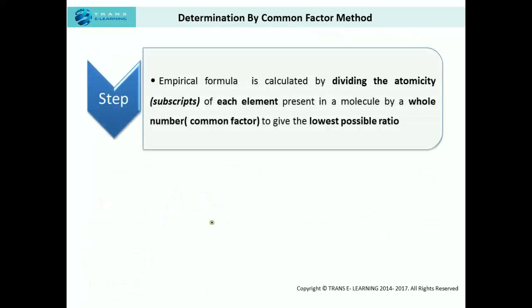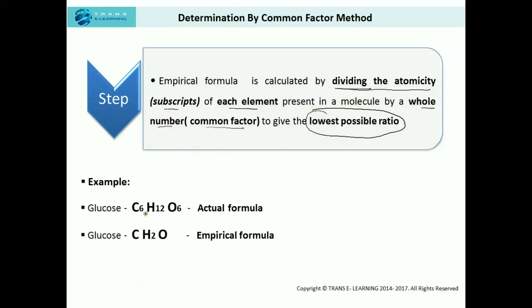First of all, determination by common factor method, the steps. There is just one step. Empirical formula is calculated by dividing the atomicity, that is subscripts, of each element present in a molecule by a whole number, that is a common factor, to give the lowest possible ratio. This is very important. So let us understand this step with the help of an example.